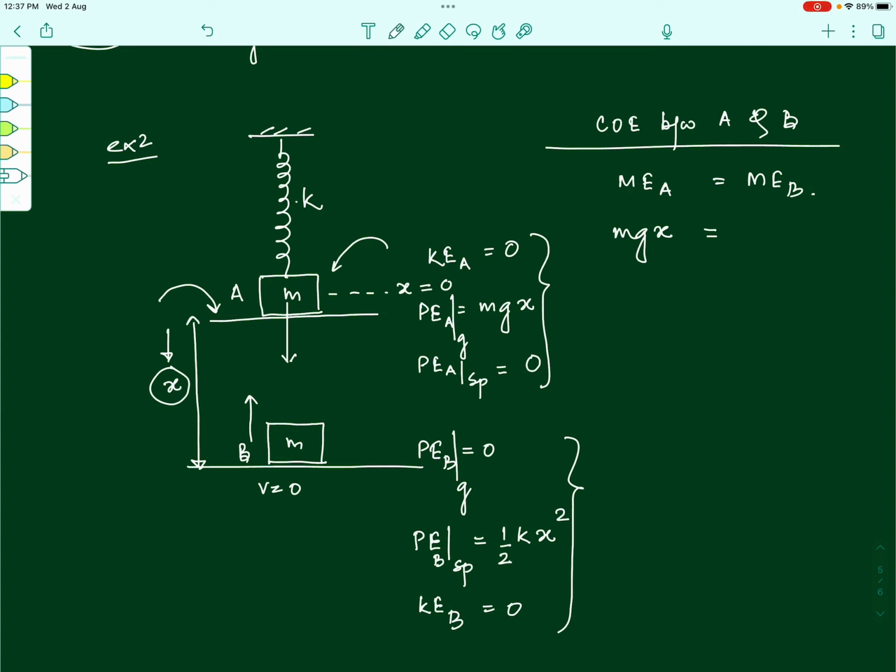At the point B, the only energy that the system has is the spring potential energy due to a stretch of x in the spring, which is half k x squared. There is no gravitational potential energy, there is no kinetic energy, right? And it is this equation which will now directly give you the value for x. See that one x cancels out, and from here you get x is equal to 2 mg by k.